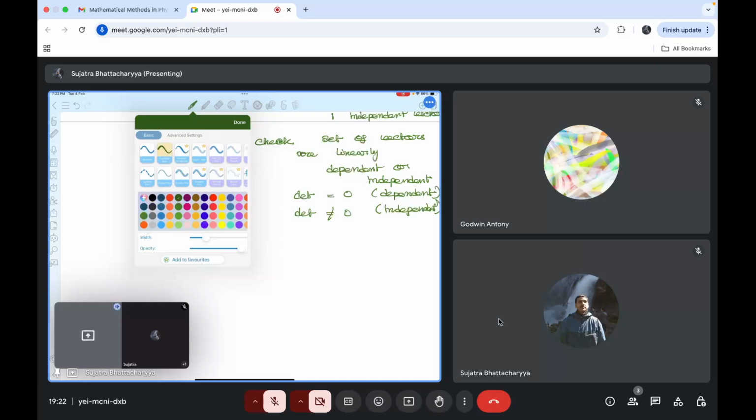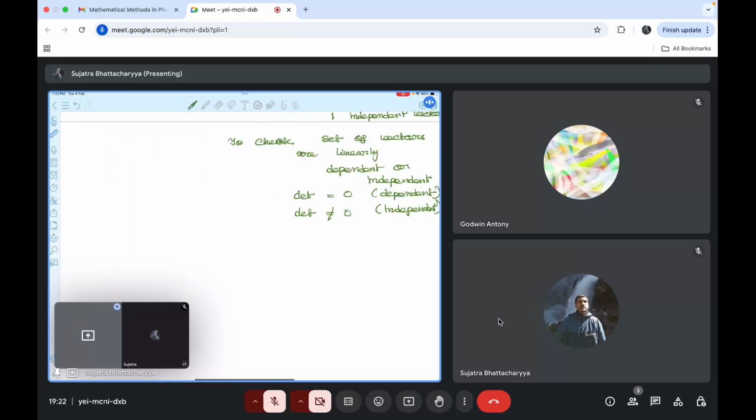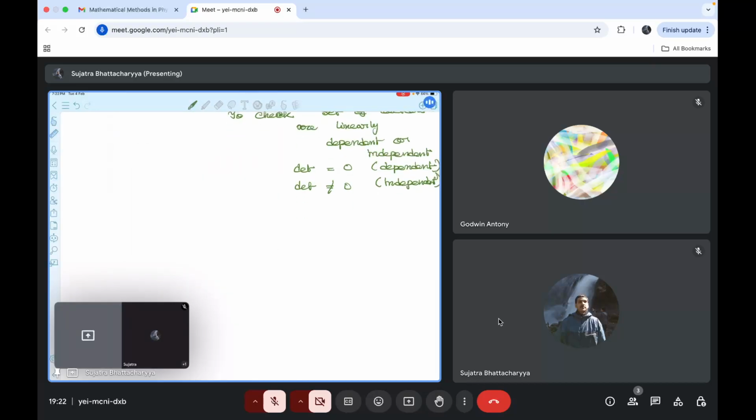So the concept of span is something like this. It is the span of a set of vectors.